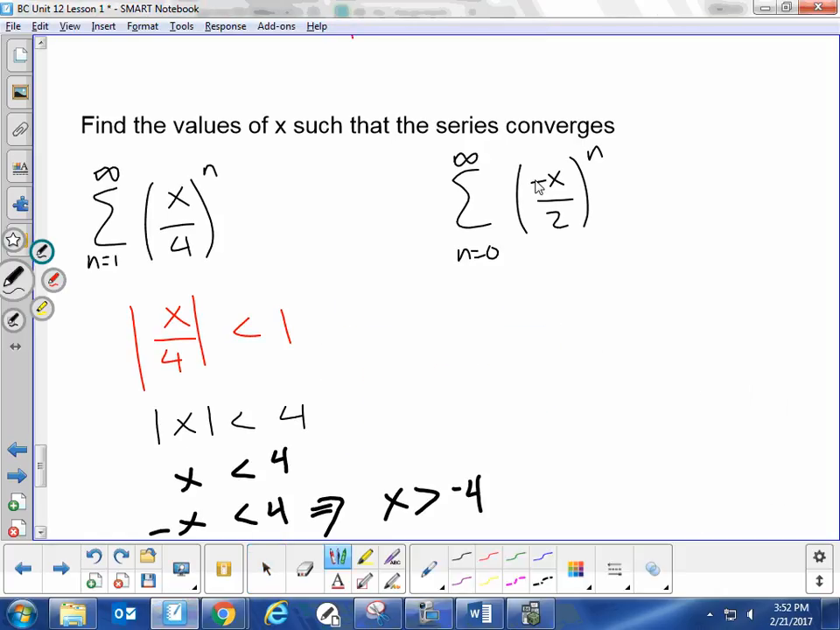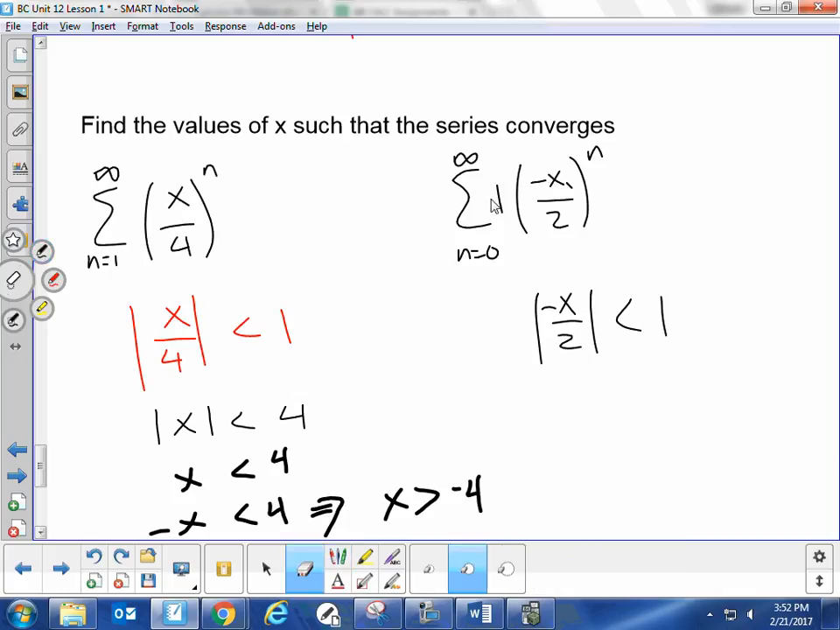All right, next one, negative x over 2 to the n. Well, in this case, the absolute value of negative x over 2 needs to be less than 1. Greater than 0, let's not worry about that right now. If I have 0 in this case, if there's a value in front of it, and this would be 0 to the n, it would be concerning. I'm not going to worry about it too much.